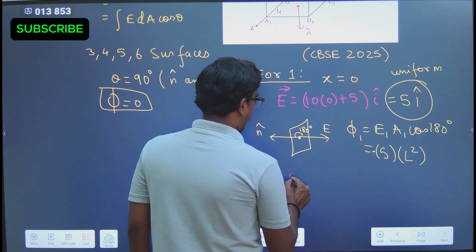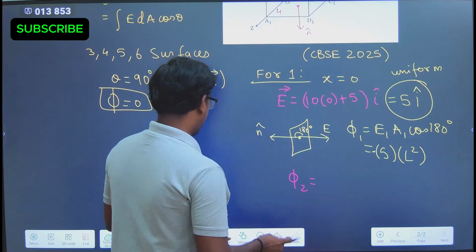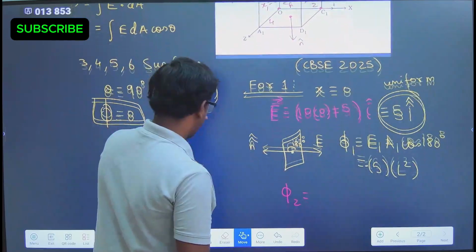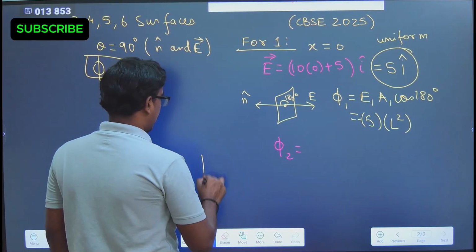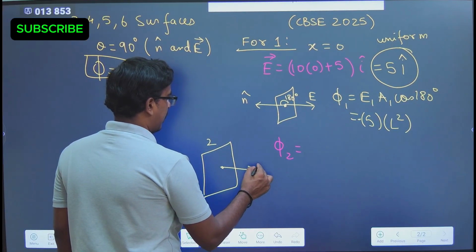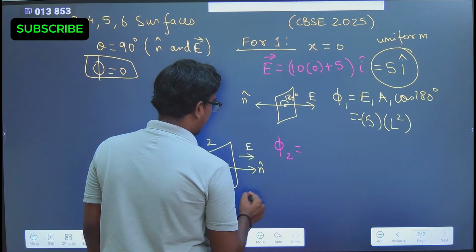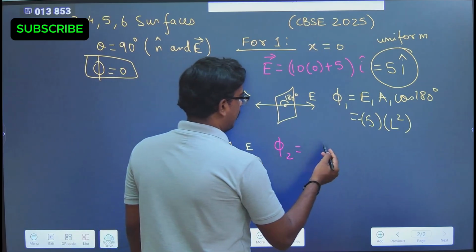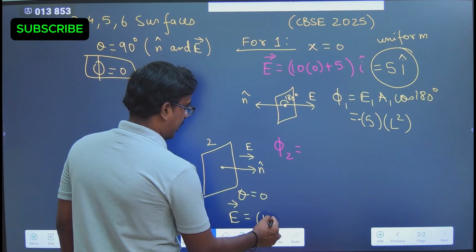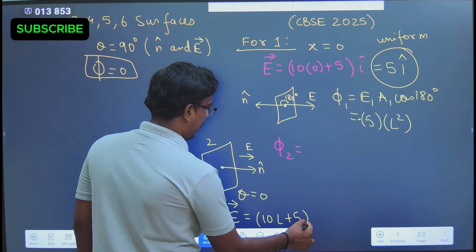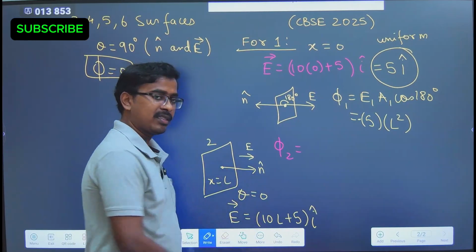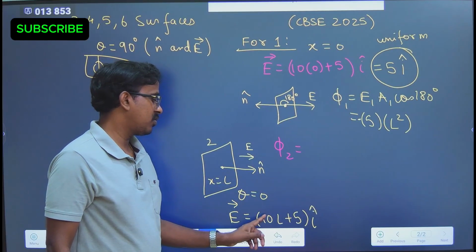Now, see the next case, phi 2. For the second surface, how to find the flux? You carefully see. This is the second surface. For the second surface, the area vector is n cap, and the field is also in the same direction. When they are in the same direction, theta will be 0. If you substitute x is equal to L, what will you get? The electric field we got is (10L plus 5) i cap. At the second surface, x value is L, so substituting x is equal to L gives (10L plus 5) i cap.